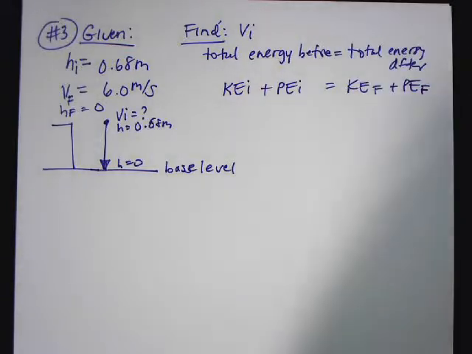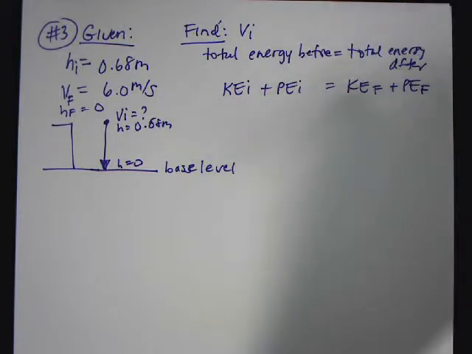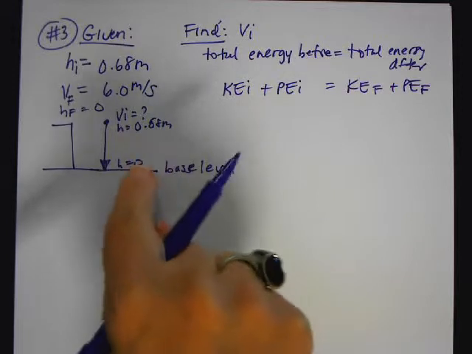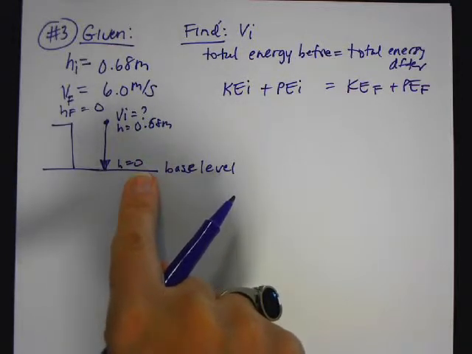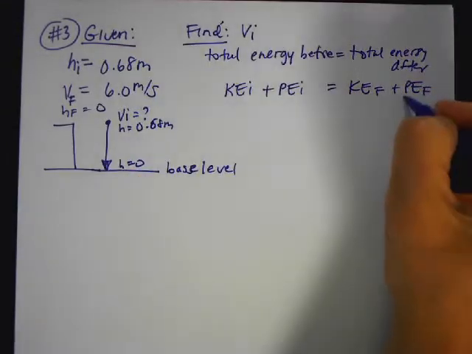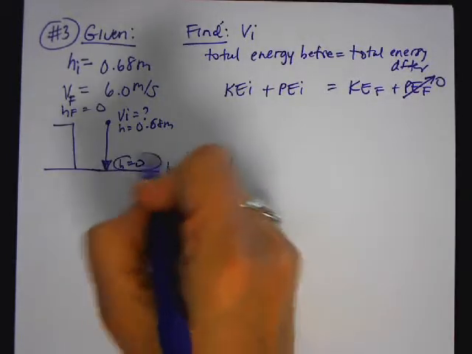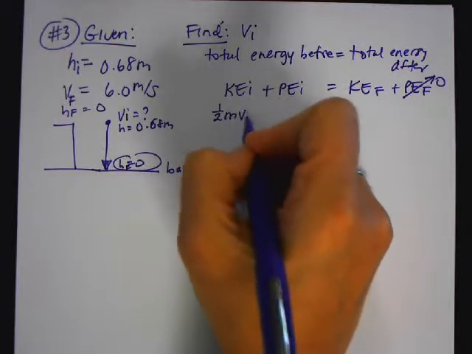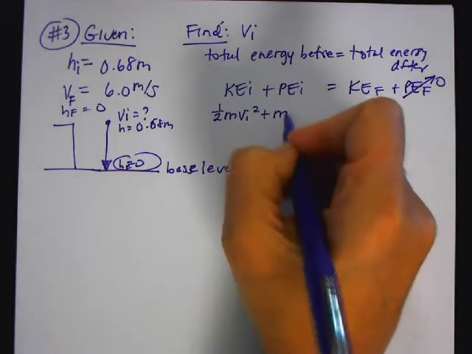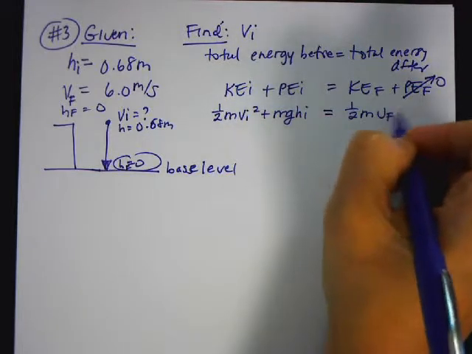Now, before I start plugging in stuff, it makes it simpler if I know, well, is anything 0 on this problem? Because I see that the final height is 0, and I know potential energy is mgh, this goes to 0. But that's the only thing that's 0, because HF is 0. So now I'll start substituting in. So it's 1/2 m vi squared plus m g hi is equal to 1/2 m vf squared.